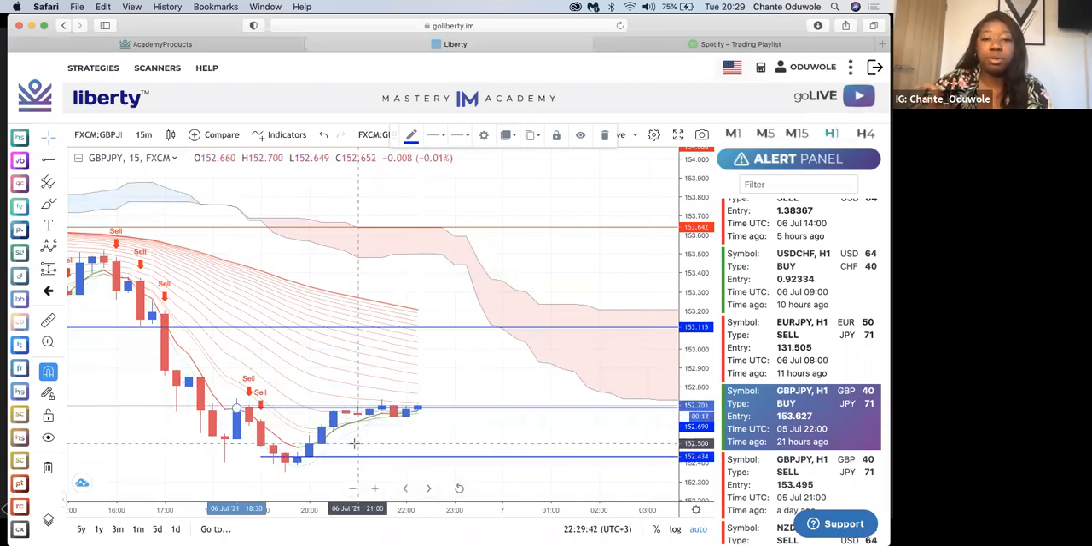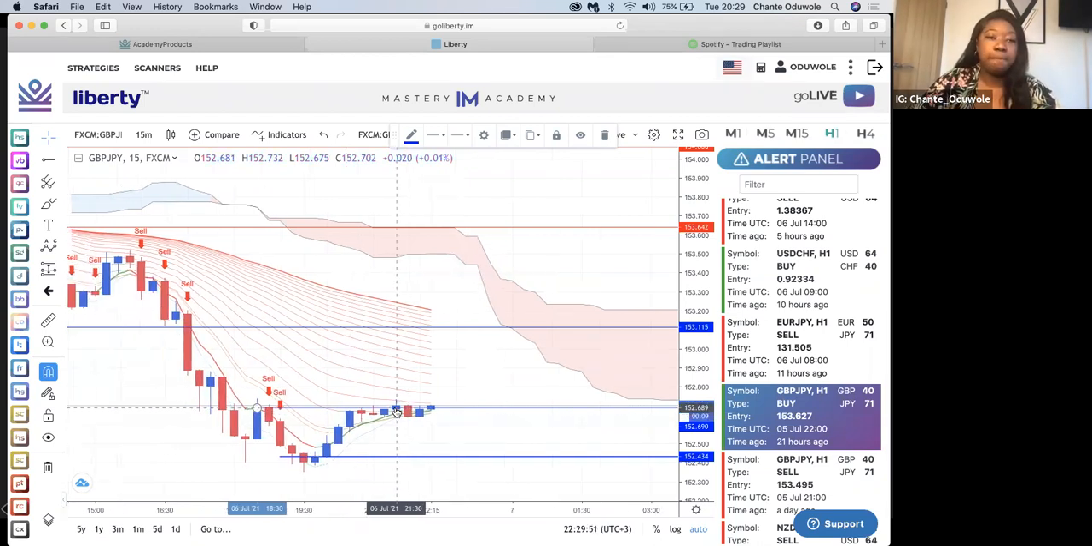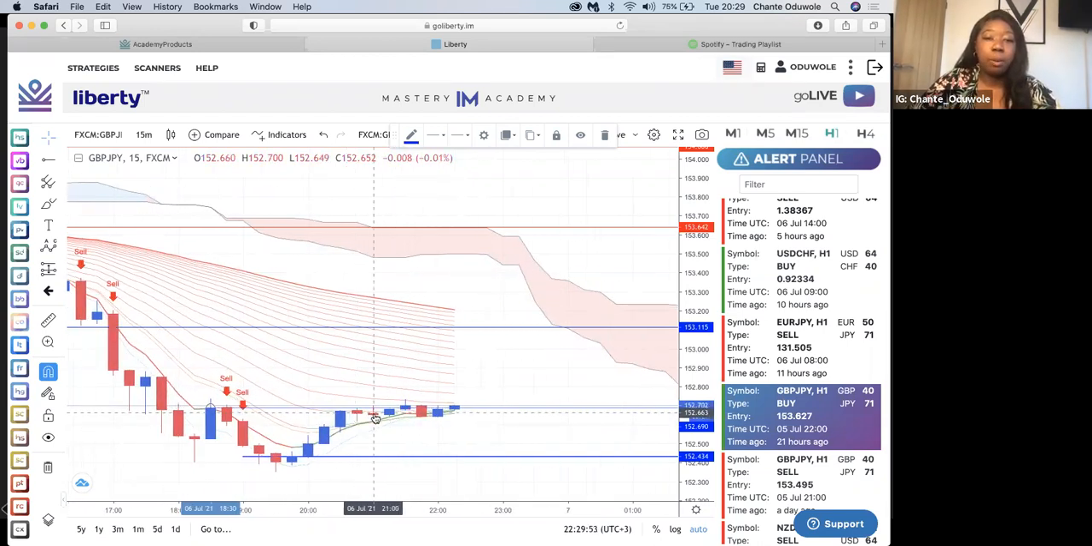This is what I call baby candles. They're not giving us much body. See how these have good bodies? That means it's moved. These ones are doing small pulls and pushes. Okay, if I start to see all these little baby candles, I don't really like taking longer trades.